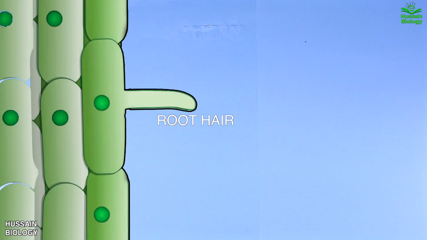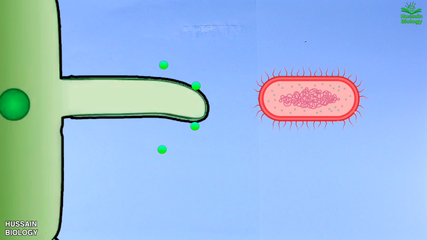Here in this diagram we have the root hair. So when there is nitrogen limitation for the plant, first of all it releases flavonoids, which attracts the Rhizobium bacteria towards the root hair as shown in the animation.